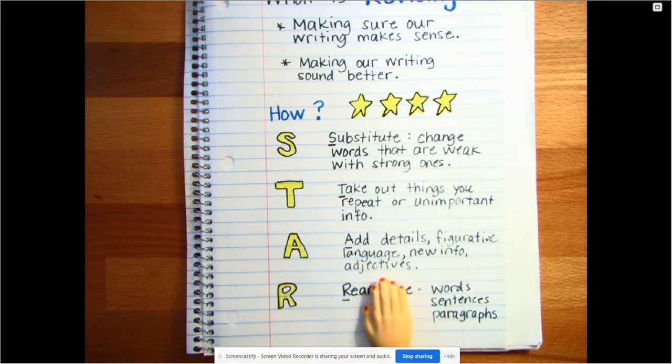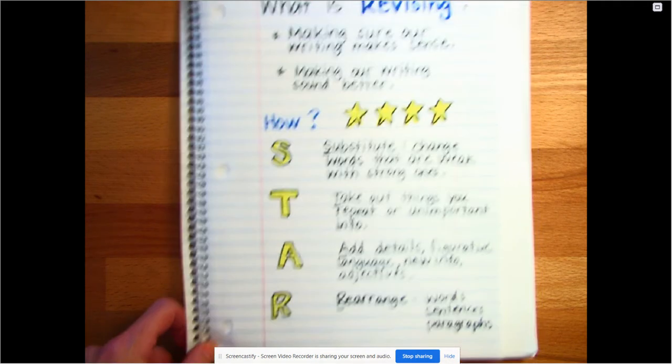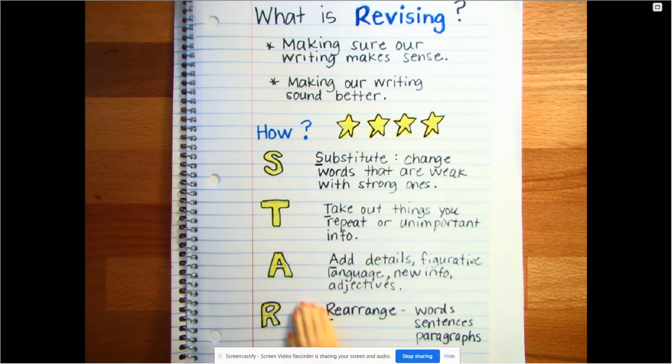And then finally, the R stands for rearrange. Maybe you want to put words in a different order, or maybe sentences in a different order. You shouldn't have to put your paragraphs in a different order because you're using the power organizer, right? So you know your first paragraph is your top triangle, last paragraph is your bottom triangle. You keep those in order as you write. But one way to remember how to revise is to think of the word STAR. And that's why I have some stars up here, for you to remember that.